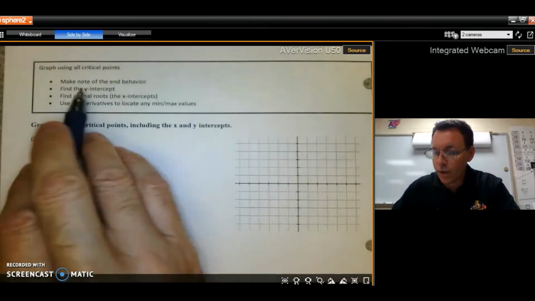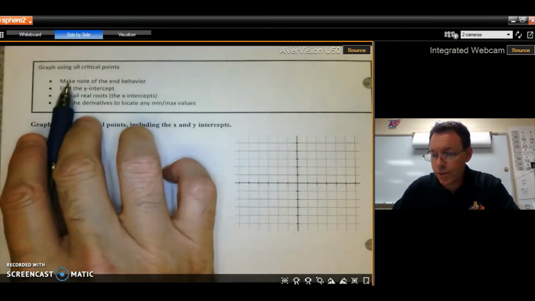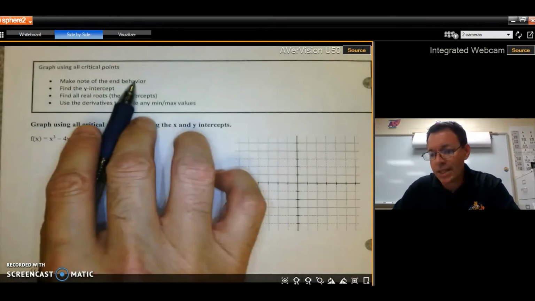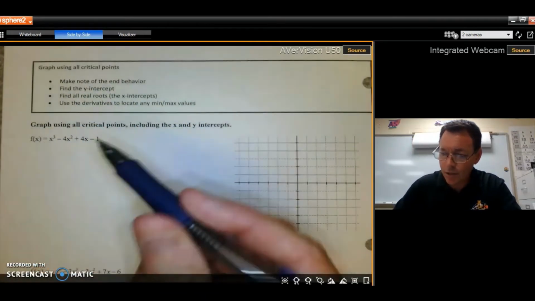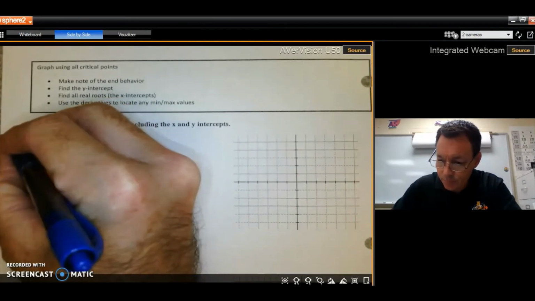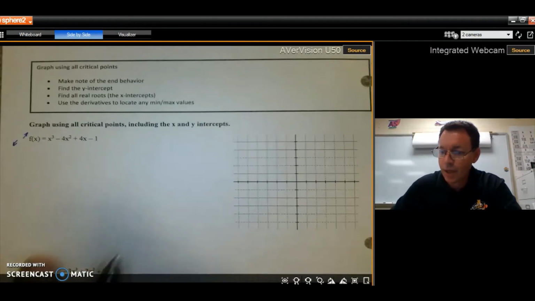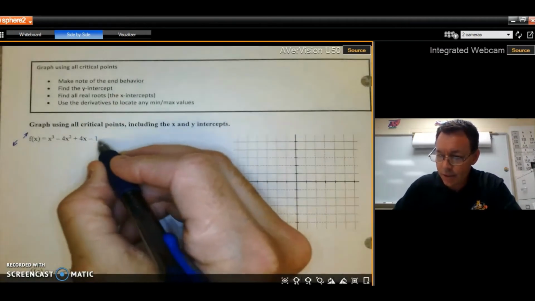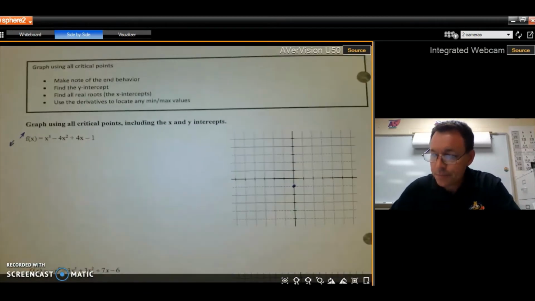Okay? All right, so now let's put everything together. So we're going to graph this function correctly. So the first thing we're going to do is make note of the end behavior. These two you could do either way. Make note of the end behavior, x cubed. I know this graph is going to go up and down like that. That's what an x cubed does, just like an S-curve. That's where the ends go. Find the y-intercept. Well, that's the constant over here, so negative 1. So I know this graph goes through negative 1. I know where the ends are.